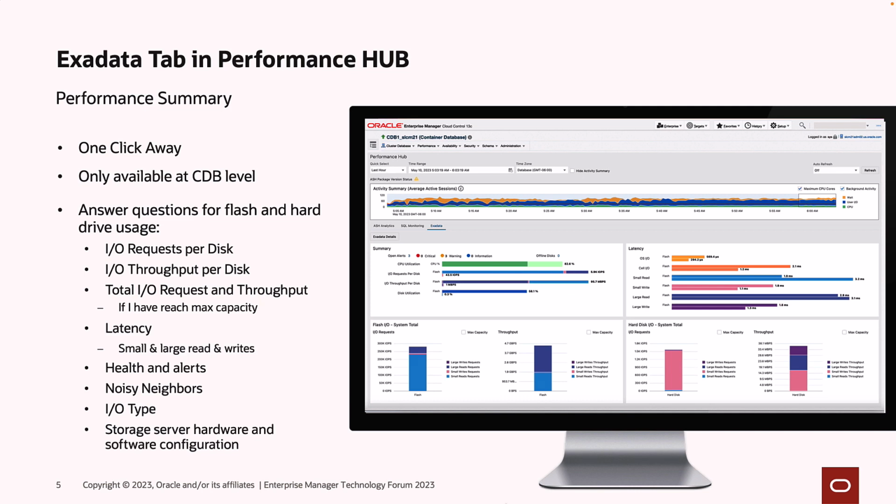When selecting the Exadata tab, there will be a summary page with the most important statistics. You can see information about open alerts and if there are any disks that are offline, which can explain performance degradation. Storage server CPU utilization and how much the storage grid has been used. I/O requests per disk, also called IOPS. I/O throughput in megabytes per second. The latter is not only provided per disk, it will also be available as a system total.